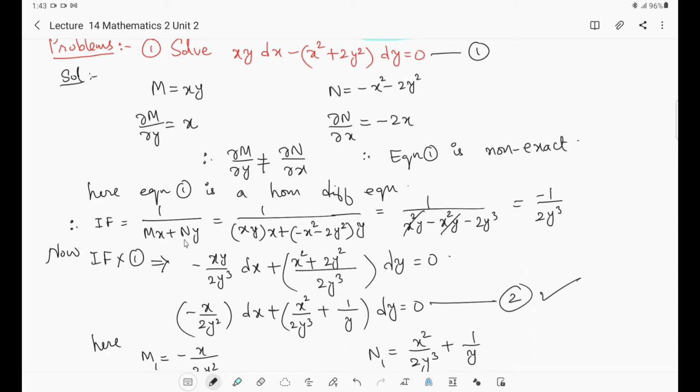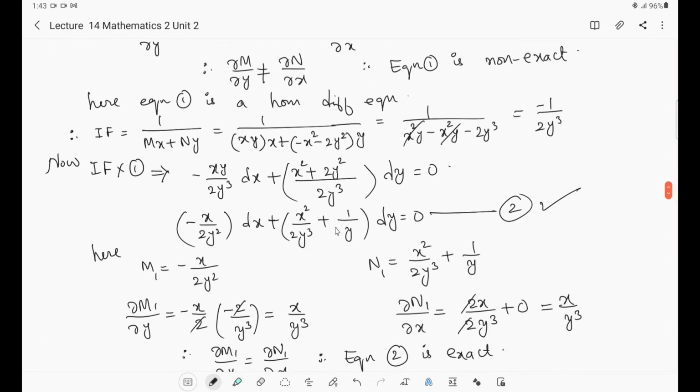Substitute the value of M, substitute the value of N. When we simplified this, we got minus 1 by 2y cube. Now this minus 1 by 2y cube has to be multiplied with the non-exact equation 1. That is what we are doing here. After simplification, we got this equation. Now we are saying that this should be exact.